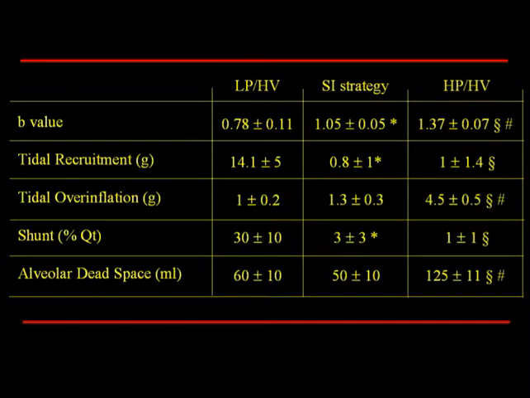And if you look at the data of the total numbers of animals, here you have the stress index value, you have the tidal recruitment evaluated using the CT, you have the tidal overinflation using the window suggested by Luciano Gattinoni. But when you match this information with the information obtained by the evaluation of the VQ ratio, you can see that actually alveolar dead space is much increased when the stress index is higher than 1.